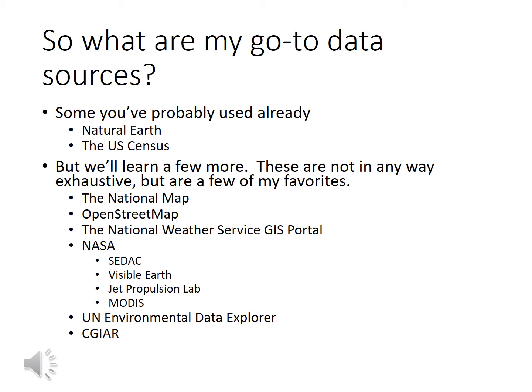A lot of the remote sensing products that we're interested in come from NASA, and so they are very good about distributing their data that way. The United Nations Environmental Data Explorer is another really good one if you're looking for international data. So we'll talk about that one. And then CGIAR is an aggregator for a really nice global elevation layer that's relatively polished.